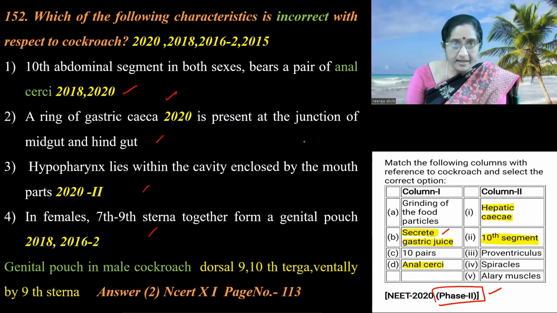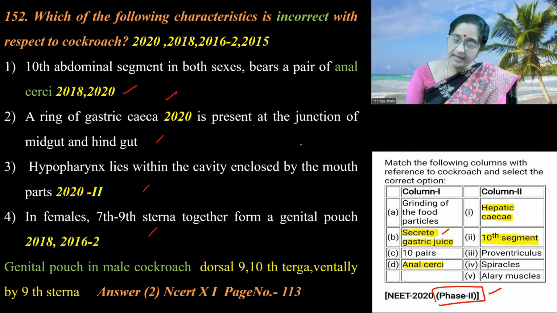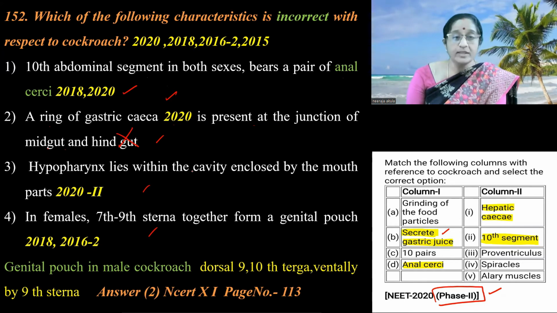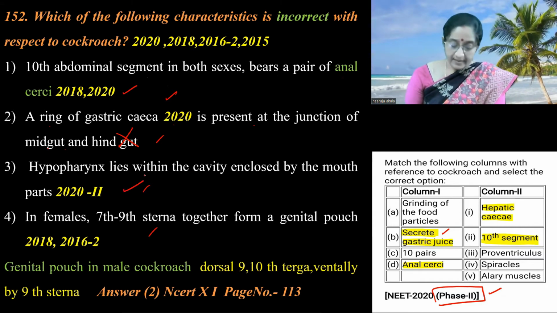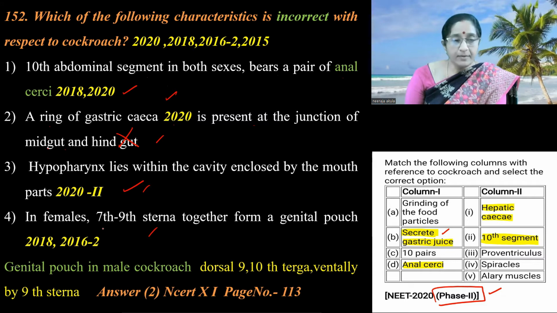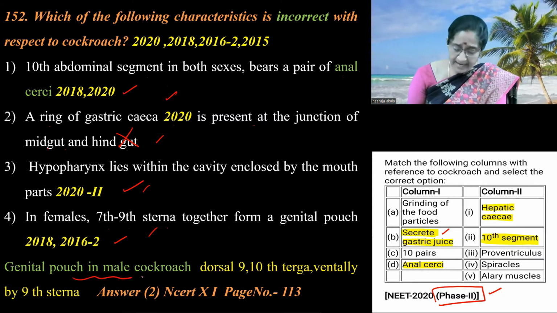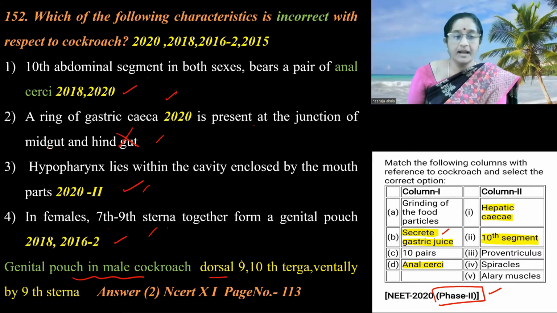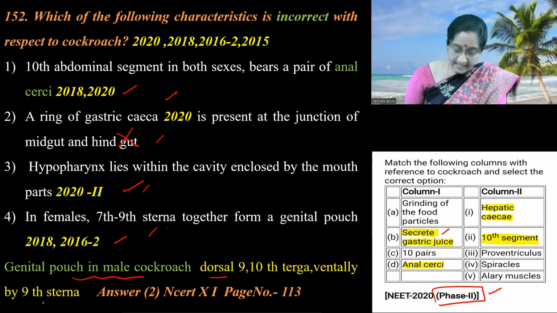It's a wrong statement. Also, a ring of gastric caecum is located at the junction of foregut and the midgut region. Hypopharynx lies within the cavity enclosed by the mouth parts. It's a correct statement. In case of females, 7th and 9th sterna together form a genital pouch. In case of males, on the dorsal side, 9th and 10th tergal plates are present, and on the ventral side, 9th sternum is related to the genital pouch.